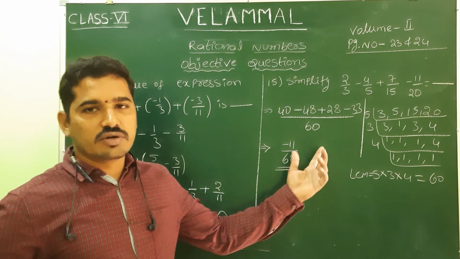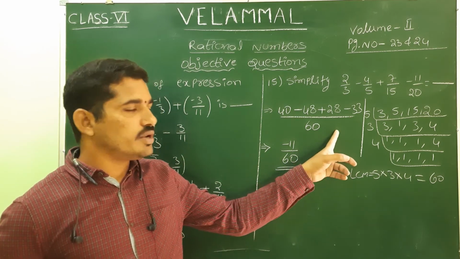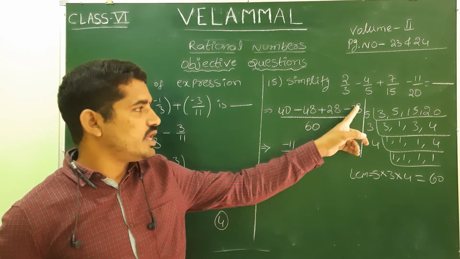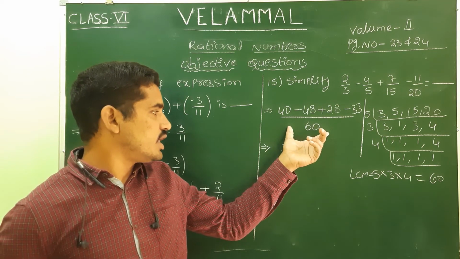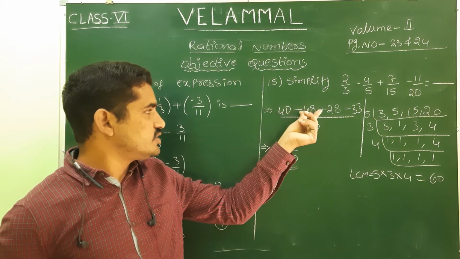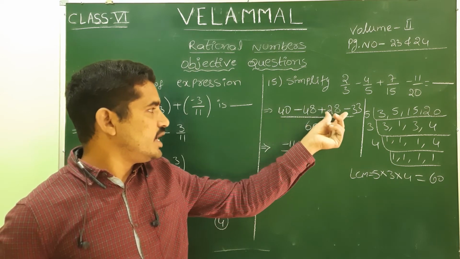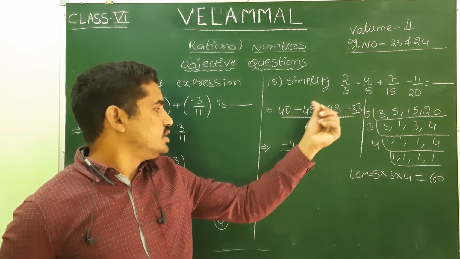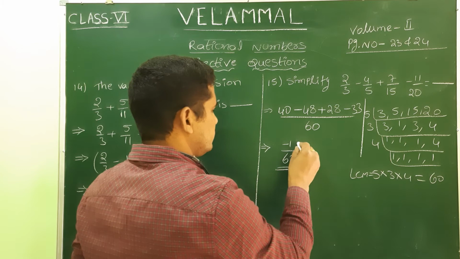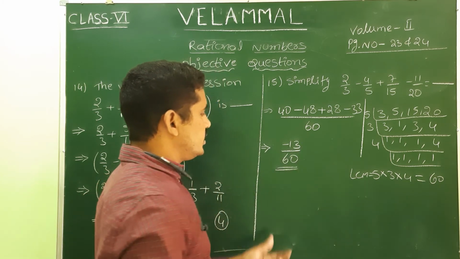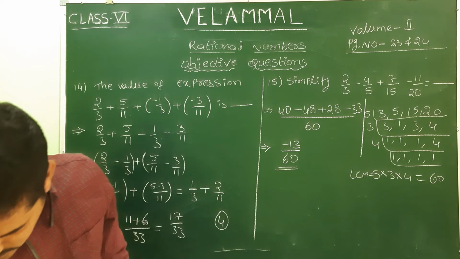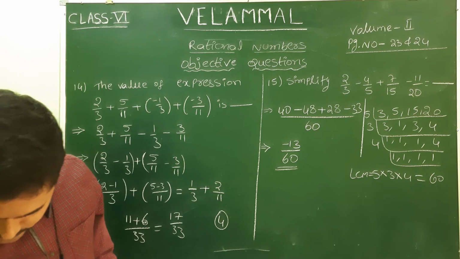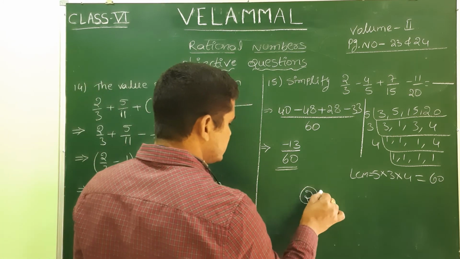Okay, this I explained in the shortcut method, children. This method already we completed in our fractions chapter itself. So that's why I am doing directly with the explanation. So you need to grasp that and take the answer. 40 minus 48 is minus 8. Minus 8 plus 28 is plus 20. Plus 20 minus 33 is minus 13 will come. So by that minus 13 by 60 is the answer. So that is we have option at the second option. So take the answer as second option.